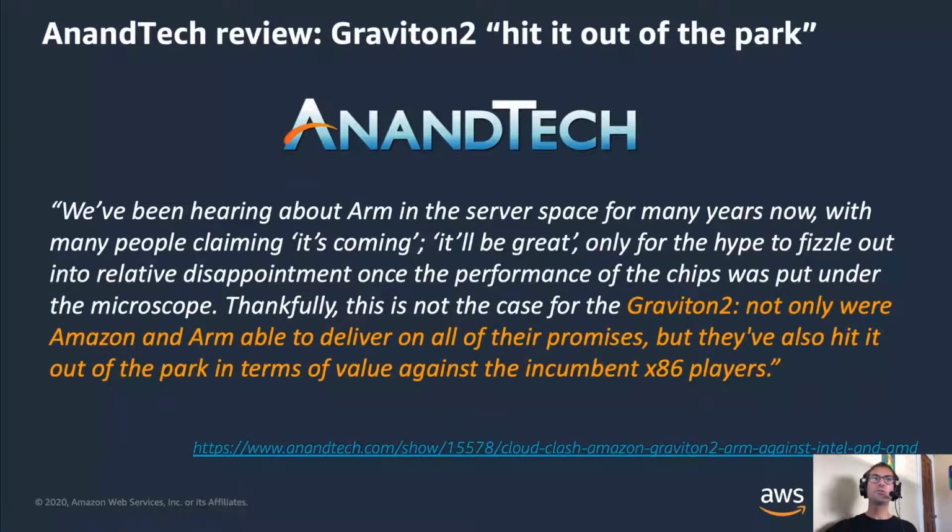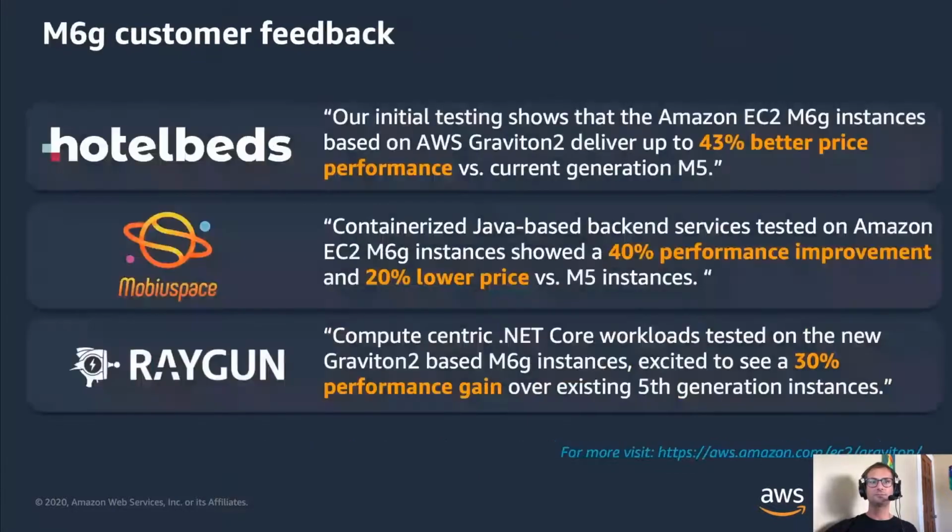Another interesting review is the review conducted by AnandTech. Those guys have run an extensive set of benchmarks comparing AWS Intel-based and AMD-based instances. And when running those benchmarks, they observed that the Graviton2-based instances were overall significantly faster and cheaper than any other instances in the AWS portfolio.